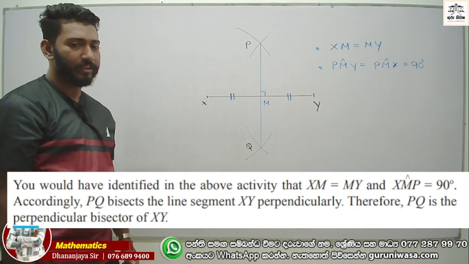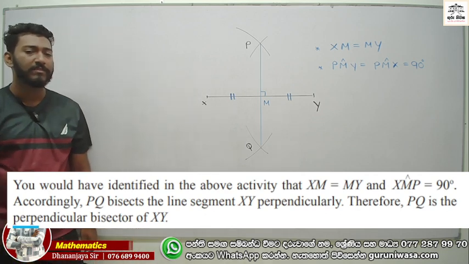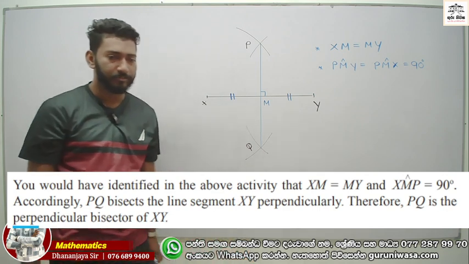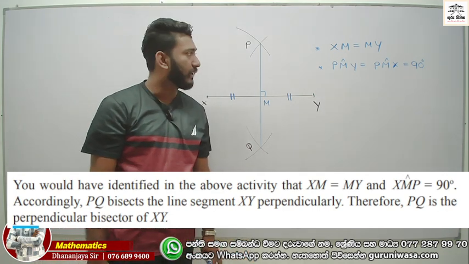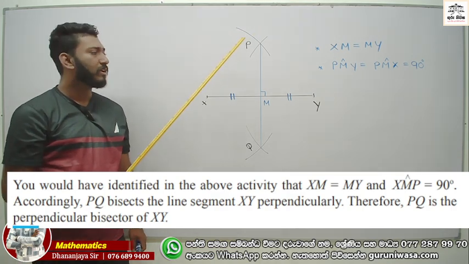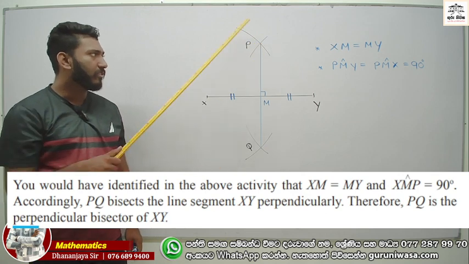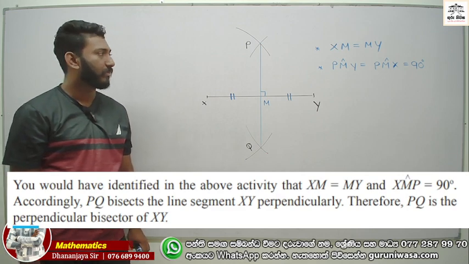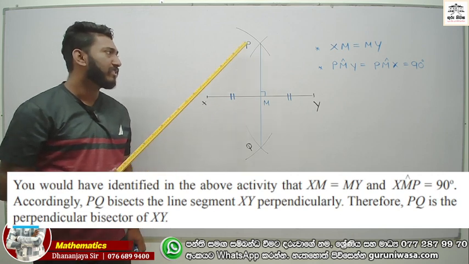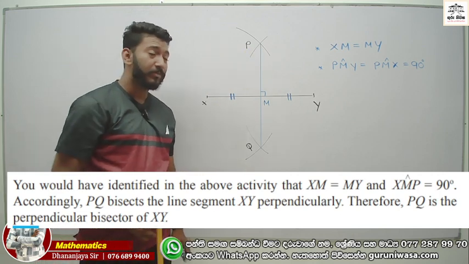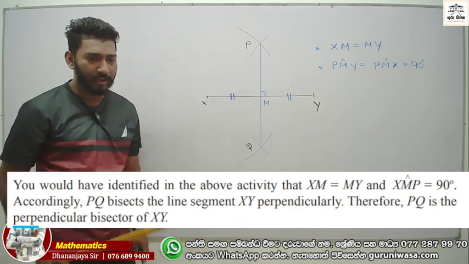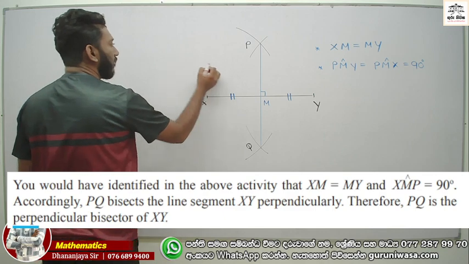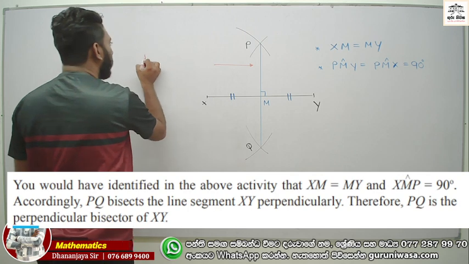Now look at this. You would have identified in the above activity that XM equals MY and angle XMP equals 90 degrees, as well as PQ bisecting the line. Look at this. PQ is a straight line that bisects the straight line XY perpendicularly. Perpendicularly bisected. Therefore, we call it by a specific name, perpendicular bisector. Therefore, PQ is a perpendicular bisector.